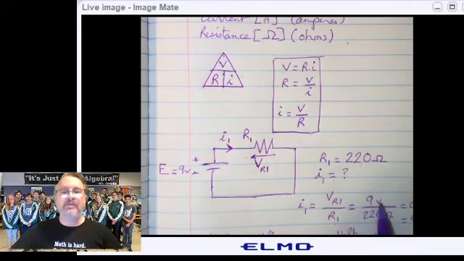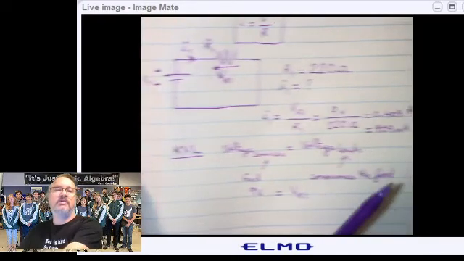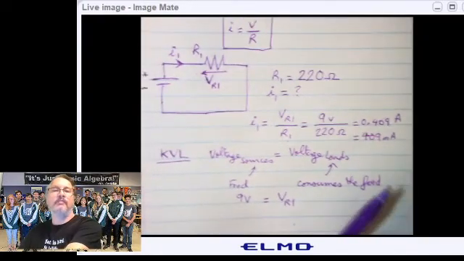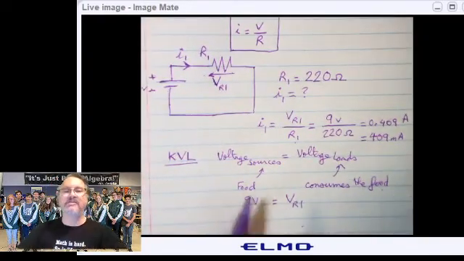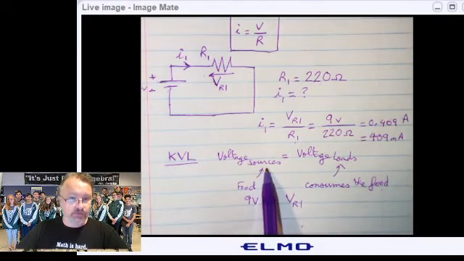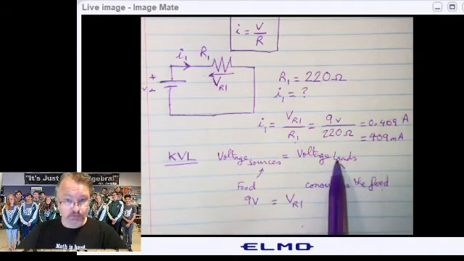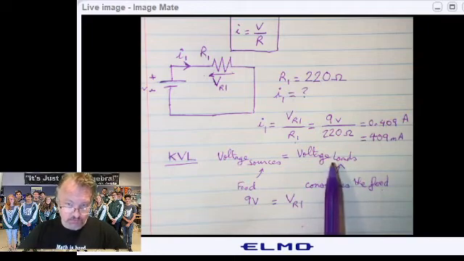Now, granted, we don't really know what VR1 is. I wrote 9 volts because of another little electric law that is called Kirchhoff's voltage law. And Kirchhoff's voltage law says that the voltage of the sources, which are all the batteries you might have in a circuit, is equal to the voltage of the loads. Basically, the loads is a generic term for everything that uses electricity in a circuit.